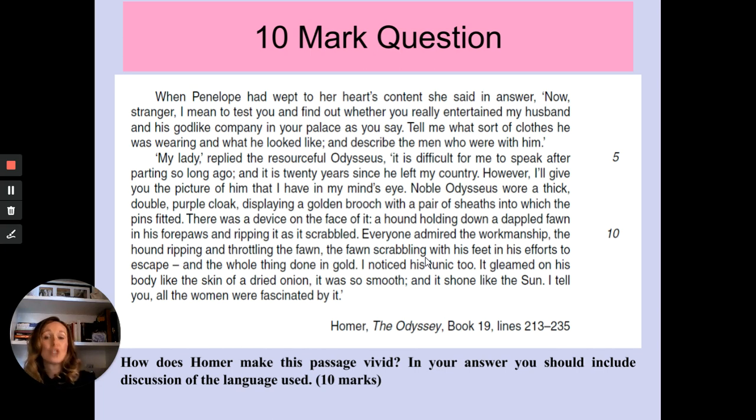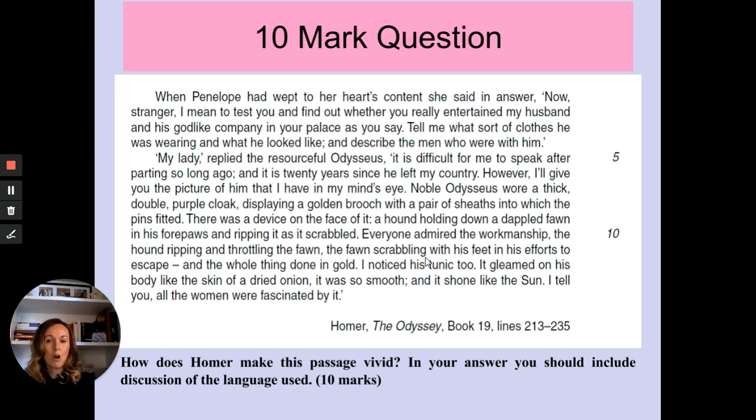The brooch too. Homer could have chosen to have any particular scene that he wanted on that brooch, but he chose something very unique. And it's because he wants to foreshadow a moment that's coming up in the story. And some of you identified the fact that the hound and the fawn is an analogy for Odysseus, who is going to soon come up against the suitors in book 22 of the Odyssey.